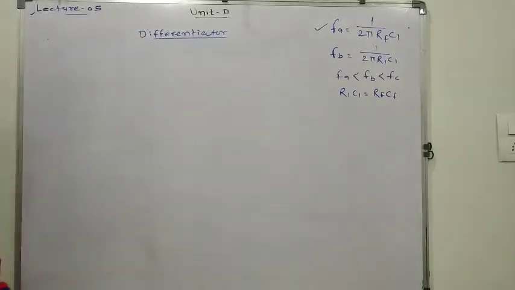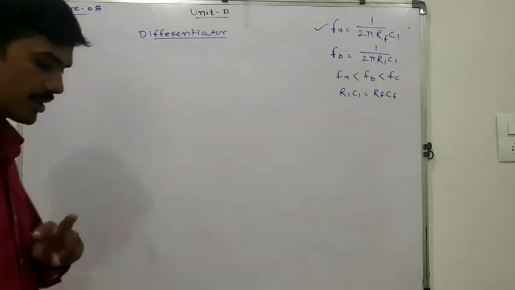And next problem is: design a differentiator to differentiate an input signal that varies in frequency from 10 Hz to 1 kHz. Also, if a sine wave of 1 volt peak at 1000 Hz is applied to the differentiator, draw its output waveforms. Now, in the next problem, there are two different things.